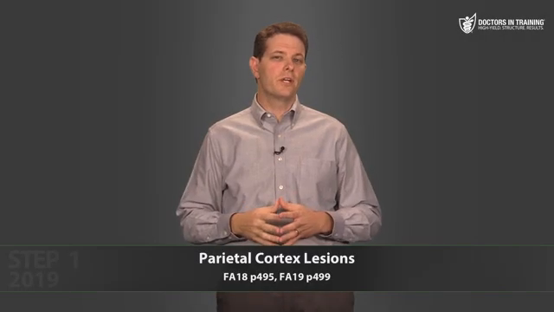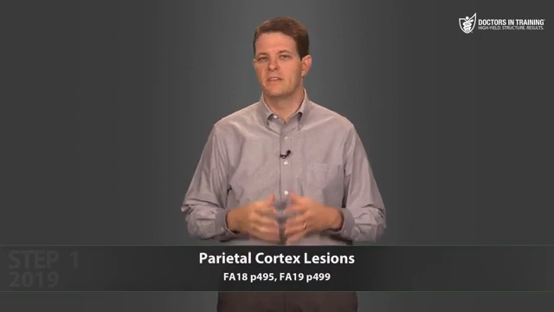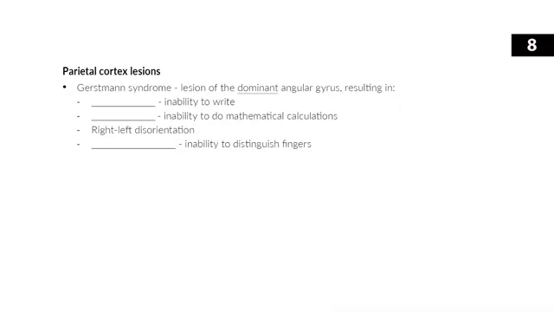Now let's review a couple of clinical syndromes that can result from lesions to specific parts of the parietal cortex. I'm going to start with Gerstmann syndrome, which is a 3 or 4 star topic. Gerstmann syndrome is caused by a lesion to the dominant angular gyrus, which is on the parietal lobe just posterior and superior to Wernicke's area. And like Wernicke's area, the angular gyrus is also involved with some complex language and communication functions.